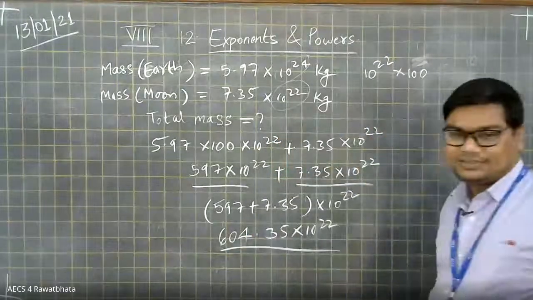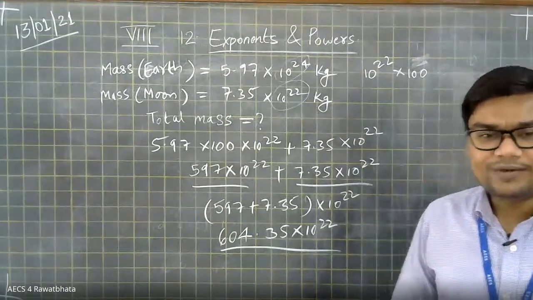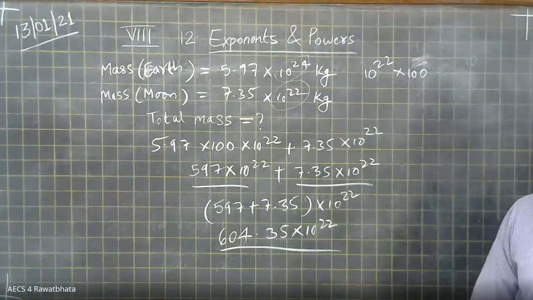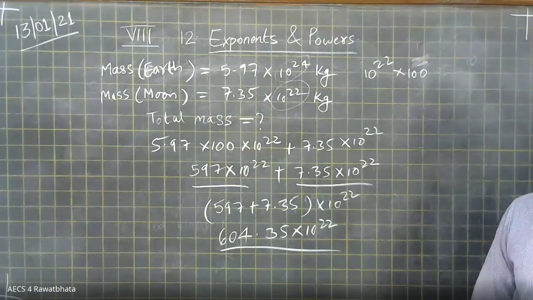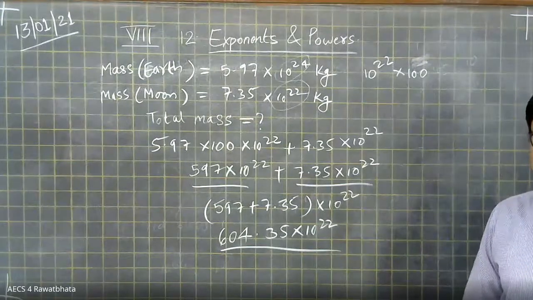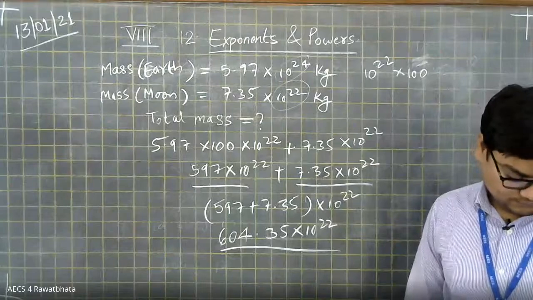So total mass is 604.35 into 10 to the power 22. All of you understood how to add these two big numbers? Yes, sir.